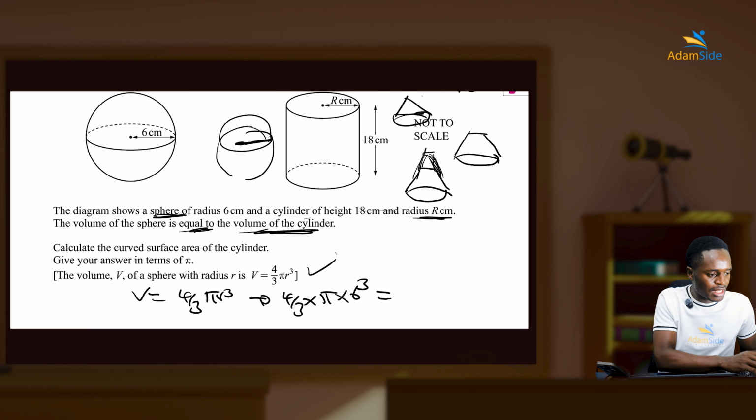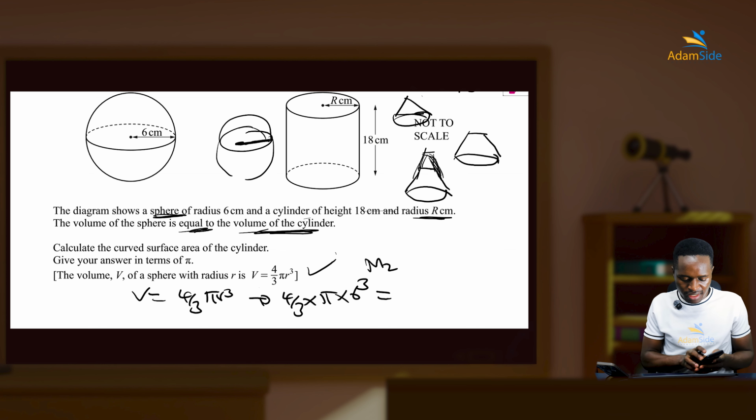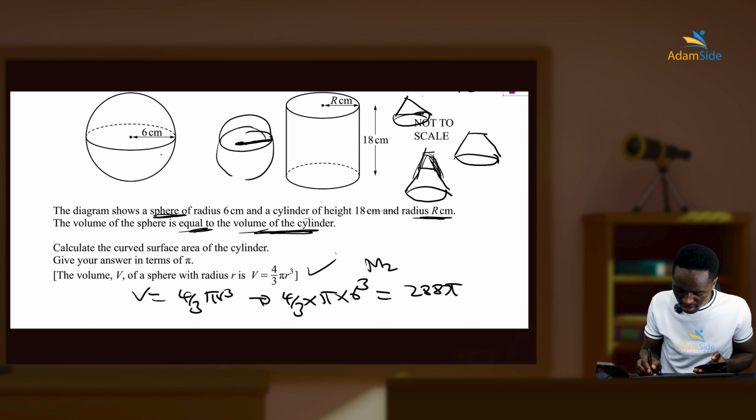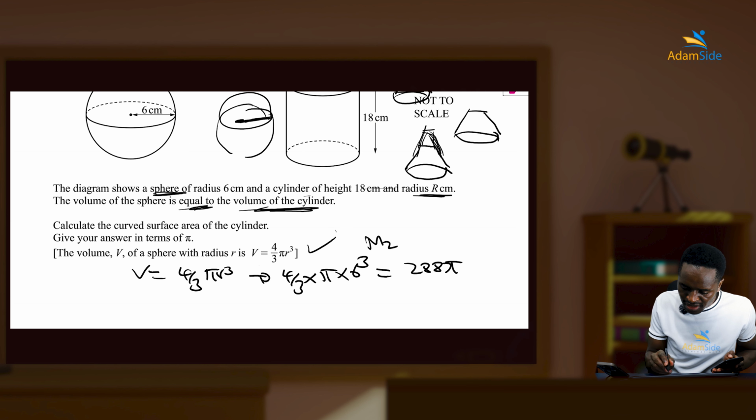That's 4 over 3 times pi times radius, which is 6 cubed. If you apply that, you get some marks, like 2 marks for just showing that. So 4 over 3 times pi, which is constant, times 6 cubed, we get 288 pi. Correct. And then the volume of this is the same as the volume of the cylinder. So what's the curved surface area?